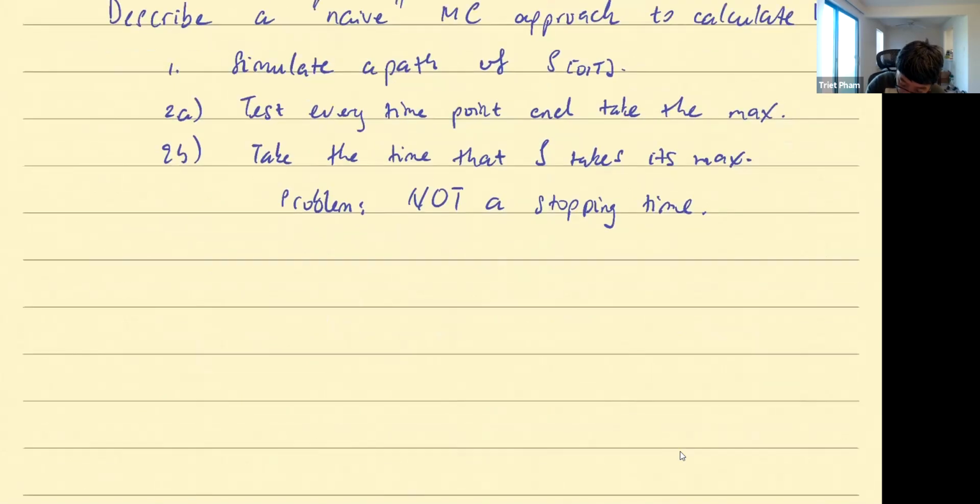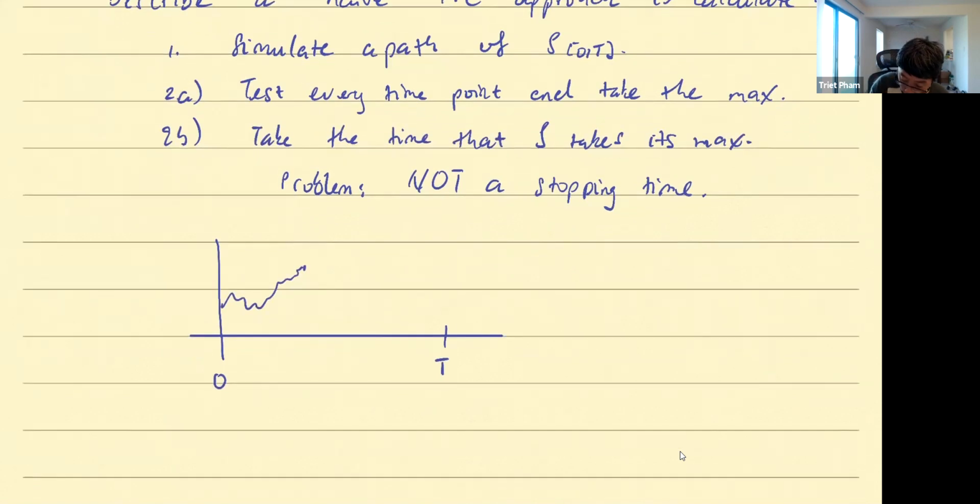Let me demonstrate. Here, this is big T. This is all we care about. Suppose the stock has done like that so far. Is this the max? I don't know. If it goes like this, sure, it's the max. But if it goes like this, definitely not. So you see this time right here, I don't know if the max is there or not. So it's not a stopping time.